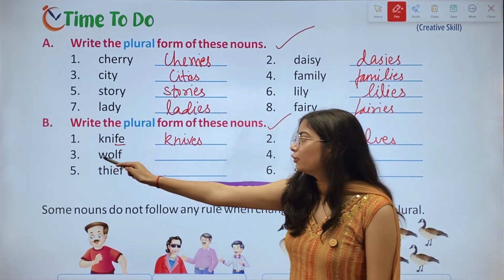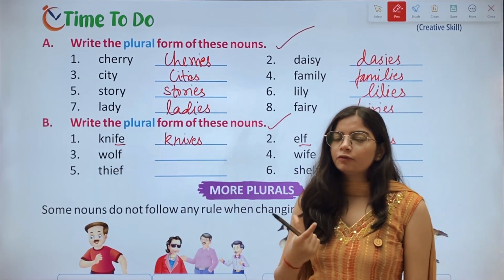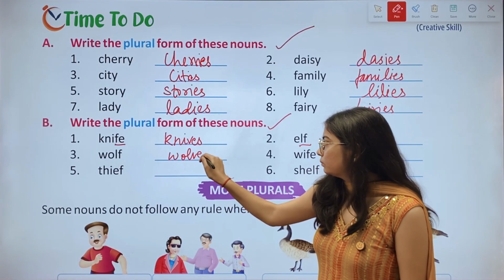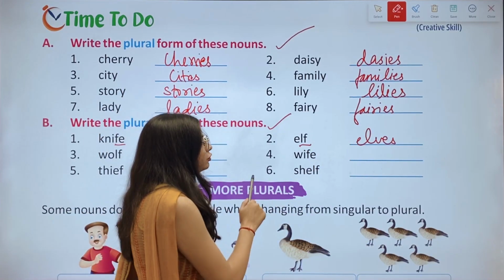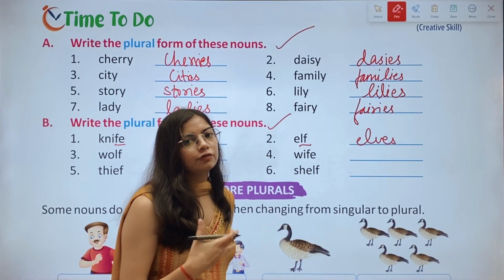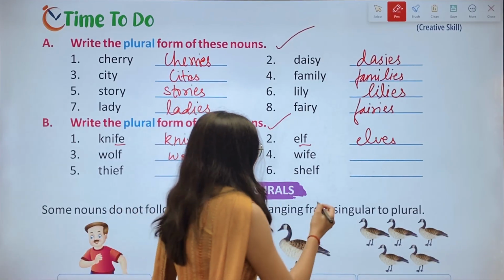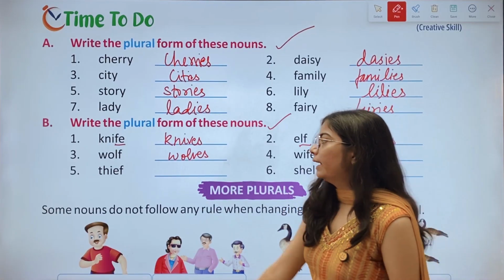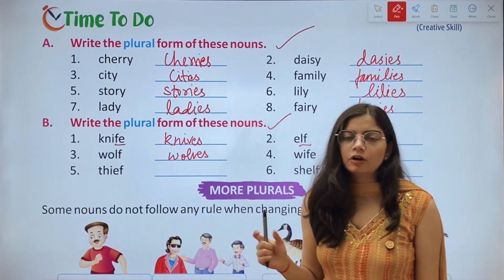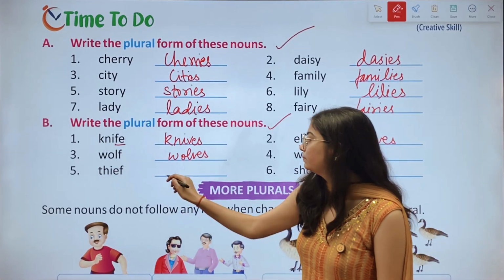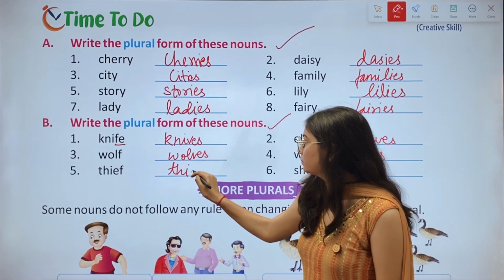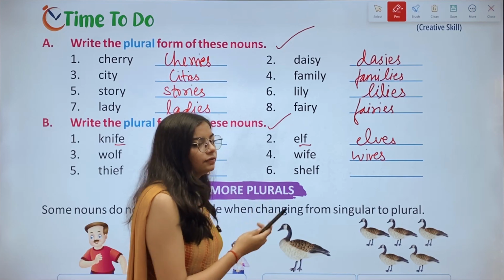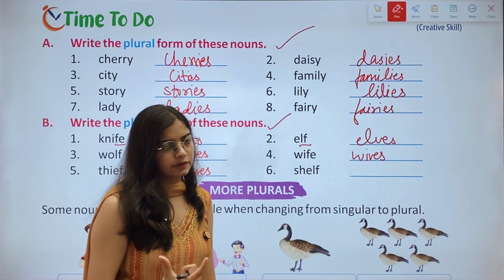Then third, wolf. The plural of wolf is wolves. And the fourth one, wife. The plural of wife is wives. Then fifth, thief. The plural of thief is thieves. Then we have sixth one, shelf. The plural of shelf is shelves.